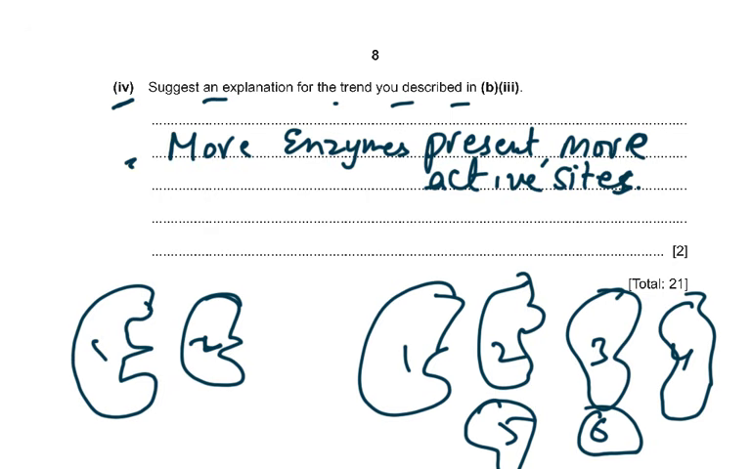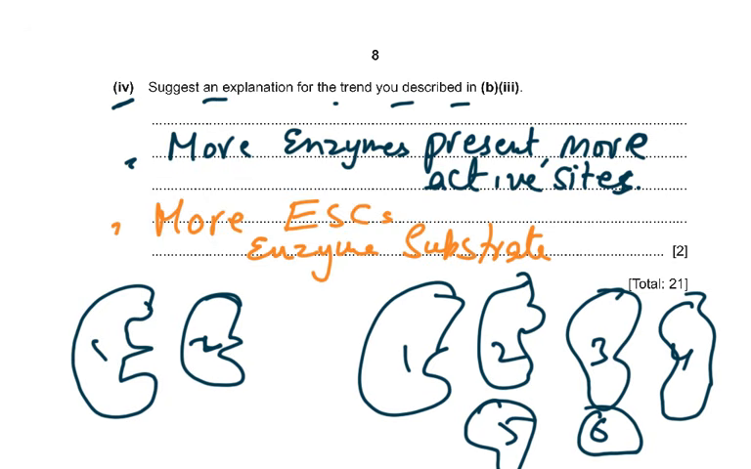And that means more enzyme substrate complexes. And you can abbreviate that: ESCs means enzyme substrate complex. So very simple, 2 marks. More enzymes present means more active sites, so more enzyme substrate complexes form, more product formed per unit time, so the activity increases.